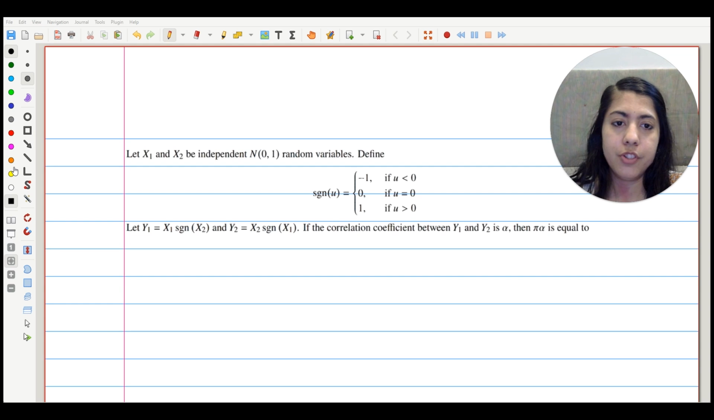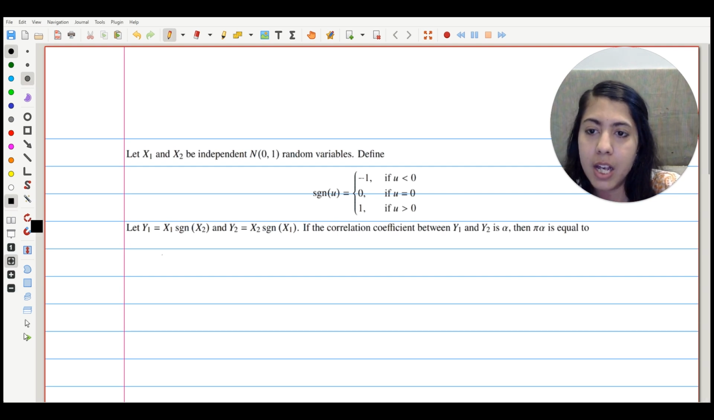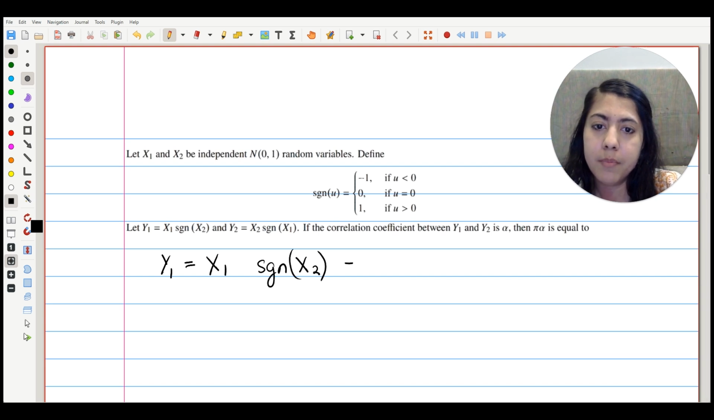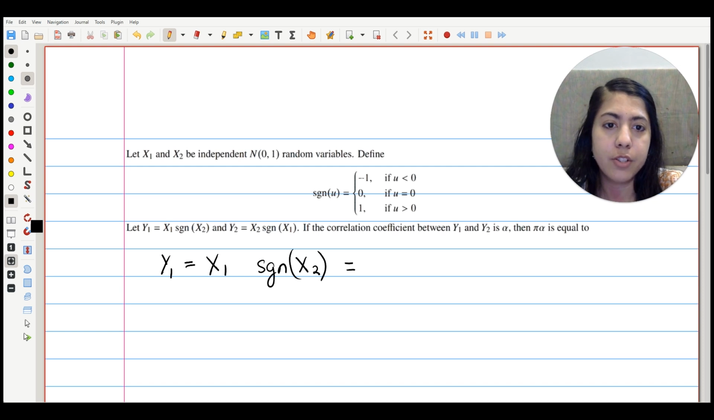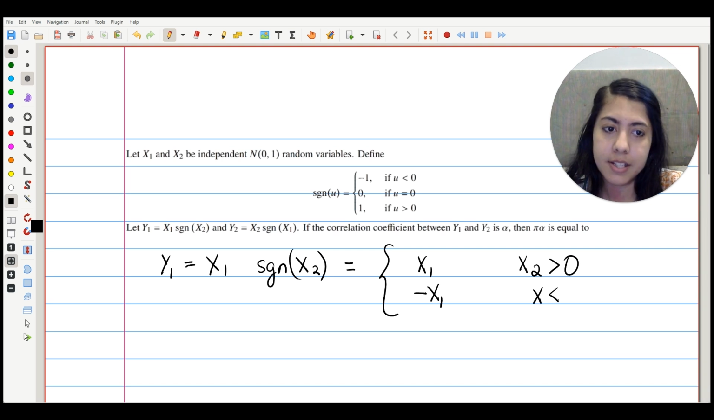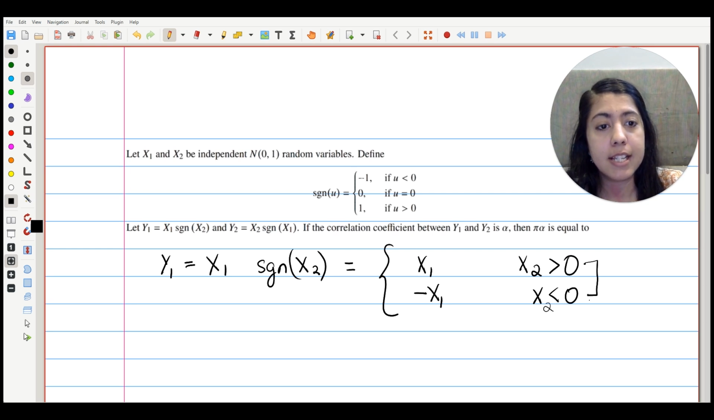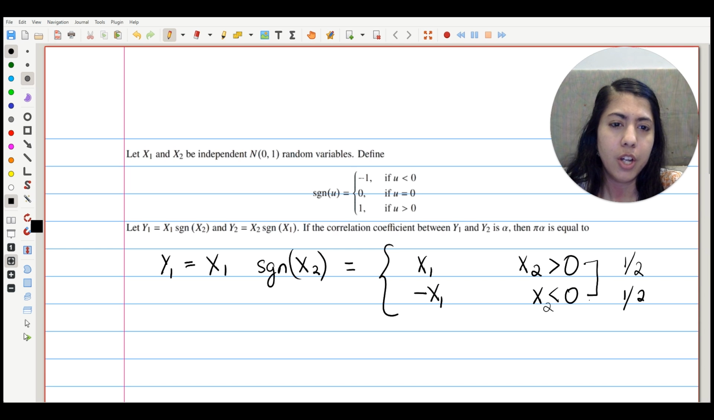In order to find the correlation coefficient between y1 and y2, we must know the probability distributions of y1 and y2. Let's figure that out. y1 is equal to x1 times signum function of x2. That means signum function of x2 will take value -1 when x2 is negative and 1 if x2 is positive. So it is simply multiplying 1 with x1 when x2 is positive and -1 with x1 when x2 is negative. Also, since x2 is a standard normal variable, the probability of both these cases is equal and given by 1/2 each. So from here, we can verify that y1 follows standard normal distribution.